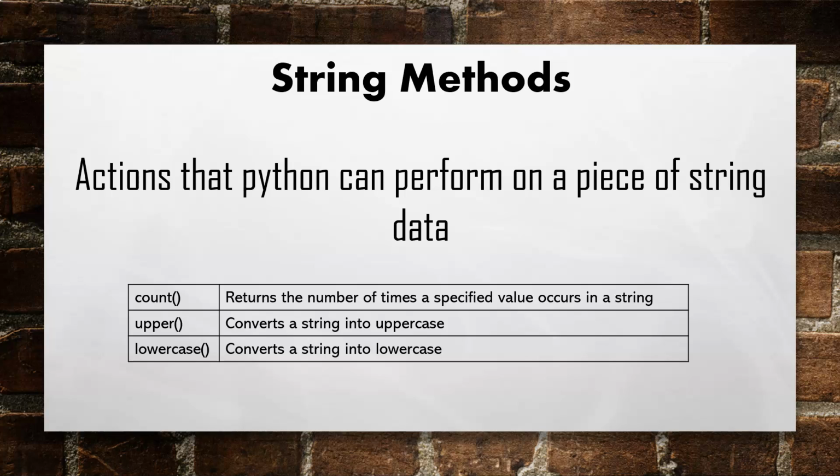So the 3 string methods that I'm going to list is the count method. The count method returns the number of times a specified value occurs in a string. The upper method, it converts a string into uppercase. The lower method, it converts a string into lowercase letters.